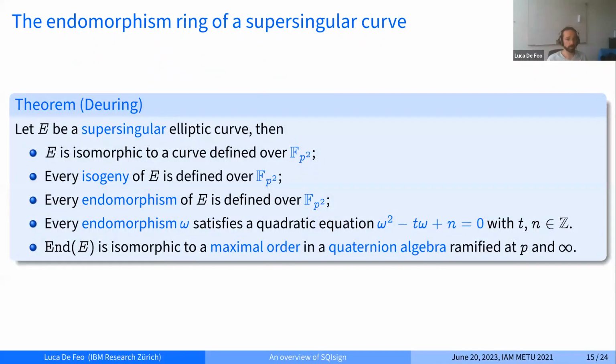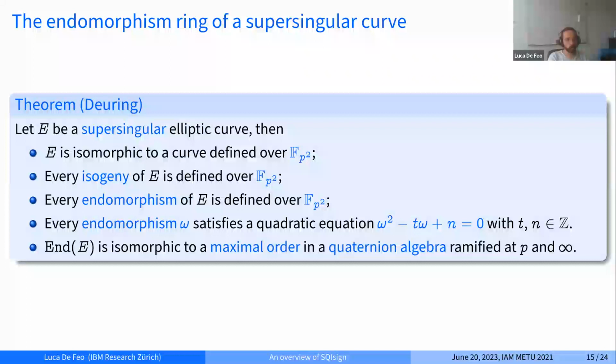Every endomorphism is also defined over F_p squared. And this is very important because we need to compute lots of endomorphisms in the design. And every endomorphism satisfies a quadratic equation. Now, what do I mean by this? Endomorphisms are just isogenies from a curve to itself. And if an isogeny goes from a curve to itself, you can do two things with it. You can compose it. So for example, when I write omega squared, I mean take an endomorphism and apply it twice. So multiplication is composition of endomorphisms. And you can add two endomorphisms together.